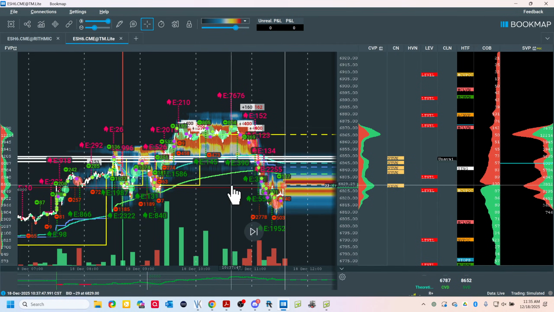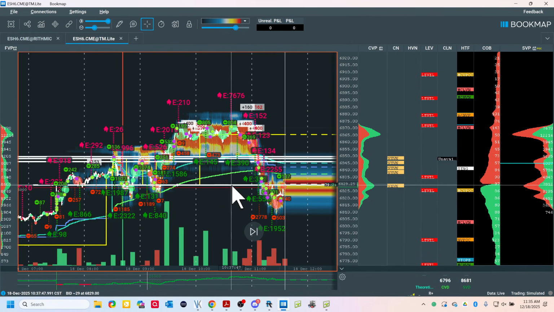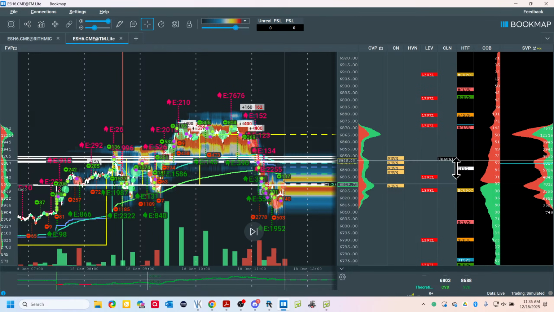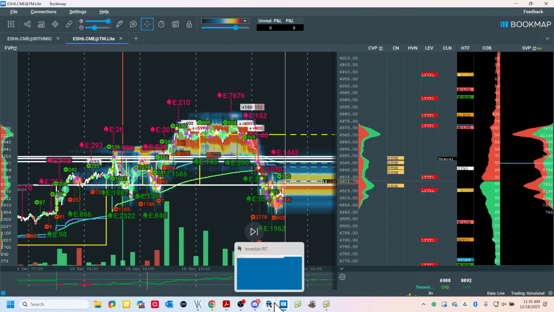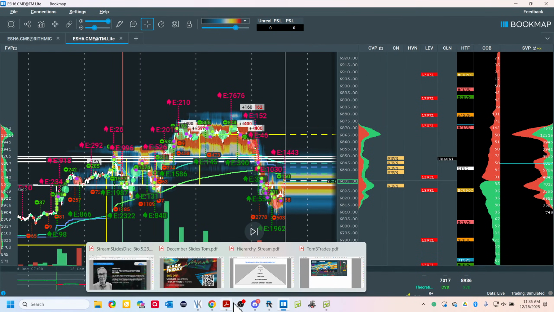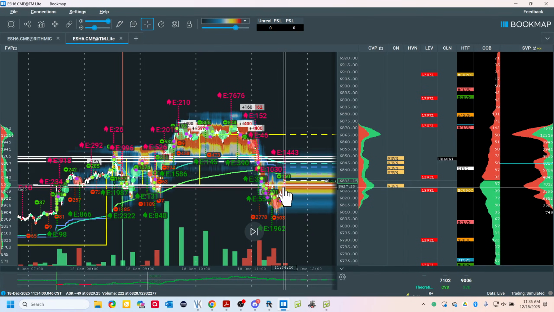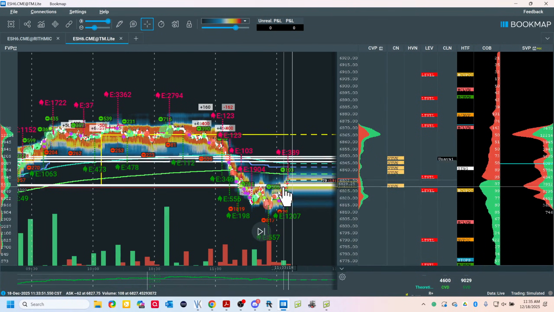Let's just see. These are not trade recommendations. These are just locations to observe. So this is the outside edge. Let me turn a few things on if I can. I don't think I can. No. So let's watch.